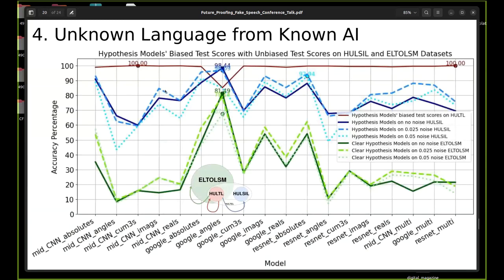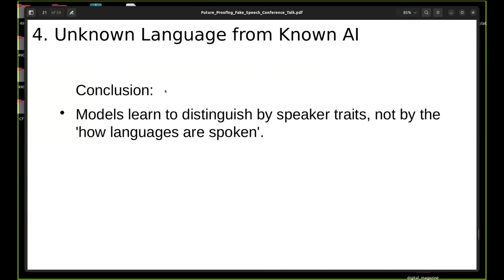As I said, there is our little diagram which shows arrows in the small Venn diagram, which this time shows which dataset models are trained and then tested on. In the plot lines, we see that the blue test scores are higher than the green scores. And this contrast between two datasets having different generative models supports our hypothesis of models learning the traits of the speaker model, not how the languages are spoken.